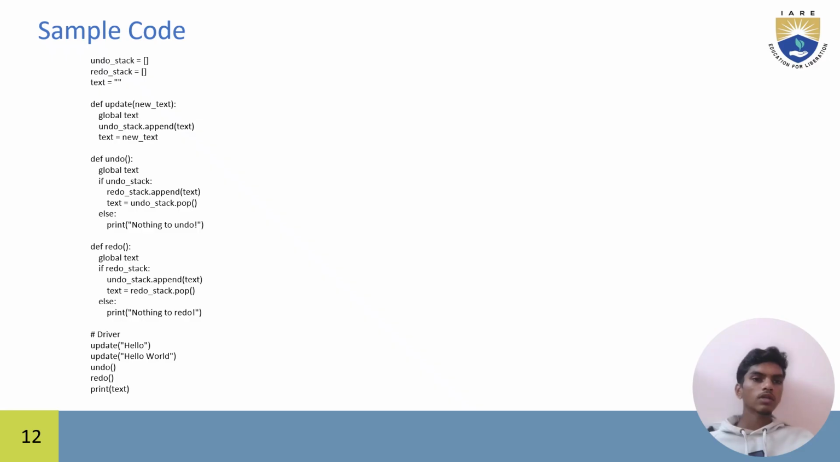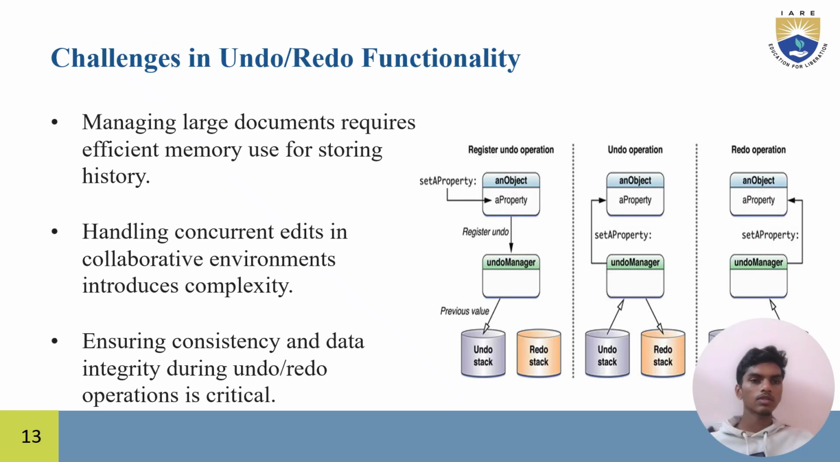And as you can see here, this is the Python code for undo redo, how this works. It is a simple Python code. And coming to the next slide, which is challenges in undo redo functionalities.